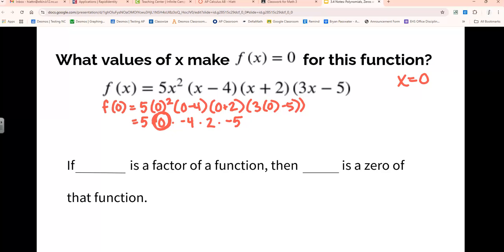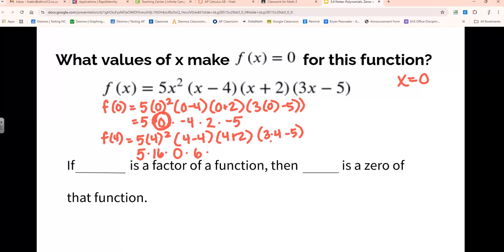Got another one? 4. Okay, let's think about it by hand. This may help us find the others, because I've got 5 times 4 squared times 4 minus 4 times 4 plus 2 times 3 times 4 minus 5. So what I end up with here, I've got 5 times 4 squared is 16, but right here 4 minus 4 is 0. There's the key, right? That's what's going to make everything else 0. This is 6. This is 12 minus 5, which is 7. So I will end up with 0 when I plug in 4.